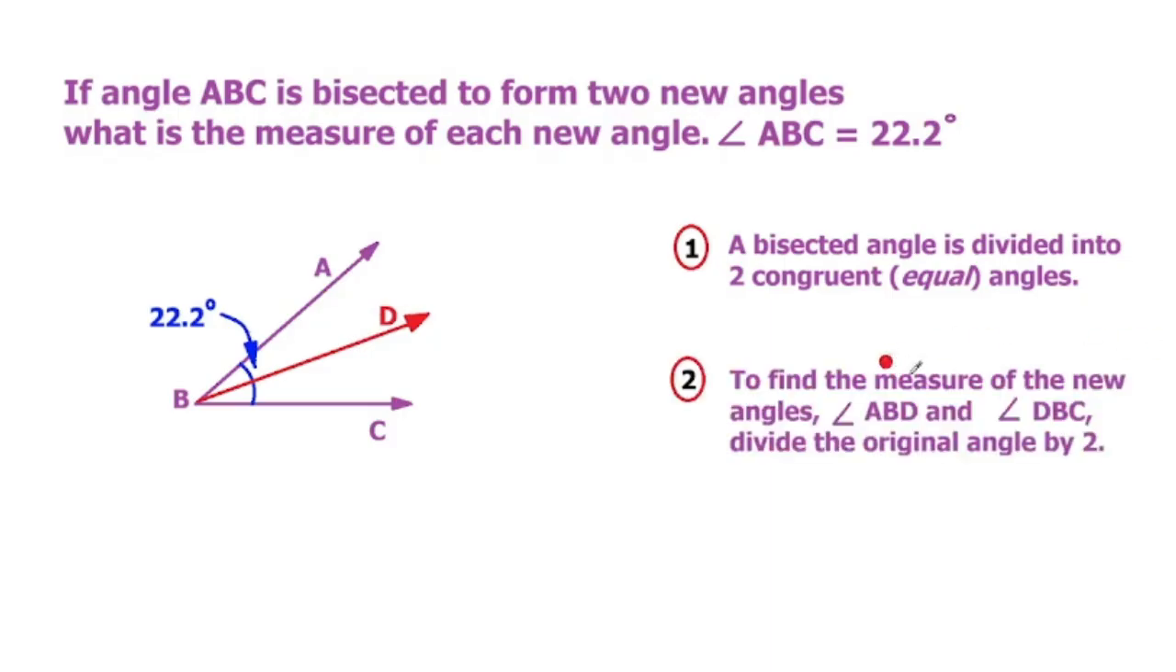So to find the measure of the new angles, angle ABD and angle DBC, here's ABD and here's DBC, so this angle and this angle, we divide the original angle by 2. So that's how you find the new angle. So we'll take 22.2 divided by 2, and we know that equals 11.1. So each of these angles is equal to 11.1. So the measure of each new angle is 11.1 degrees. And that's all there is to that.